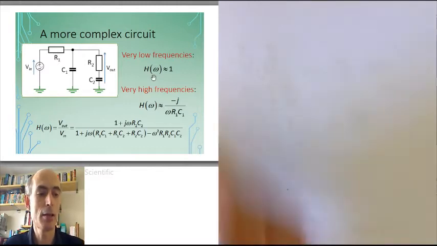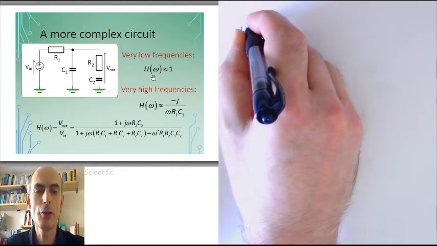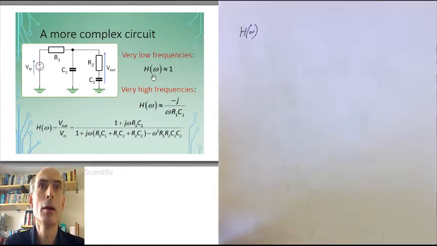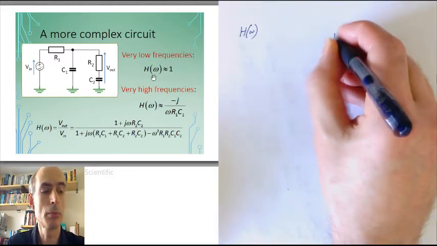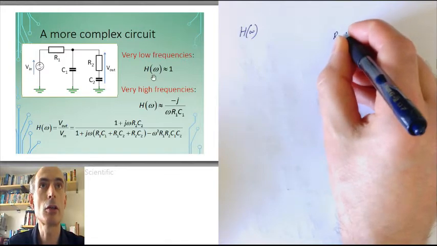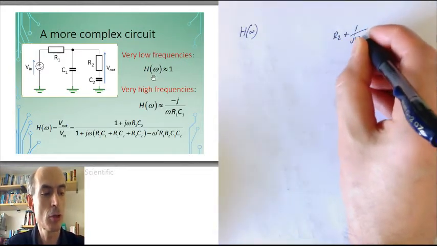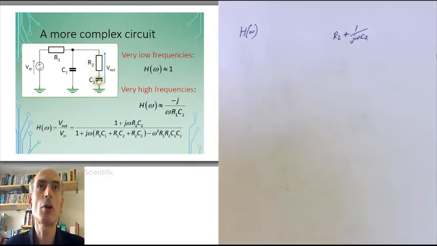Working out the complete frequency response, however, is a bit more of a faff. We would have to consider R2 plus the complex impedance of C2, which is 1 over j omega C2. That's the sum of these two impedances. These are in parallel with this capacitor C1.